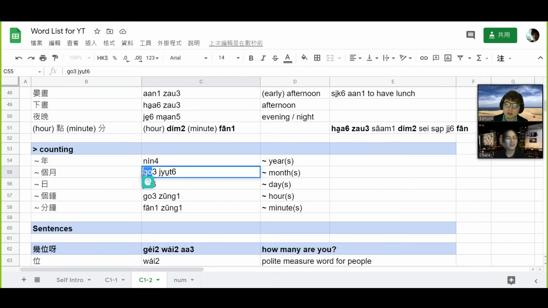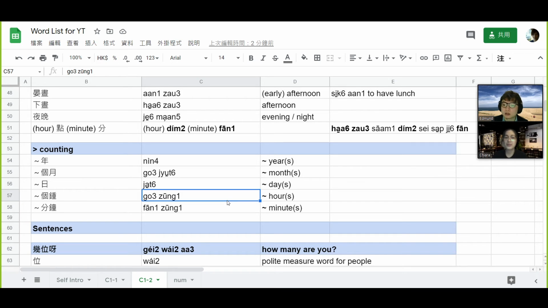Whenever you have a classifier here, you can add this or that to it also. So you can say 呢個月, then it will be this month. 嗰個月, that month. Okay, so for days, how many days, we say 日, like 一日, 兩日. Just remember the 2 becomes 兩 when we have a classifier. So 兩日, 3日, 4日, like that. And then for hours, we say 個鐘.